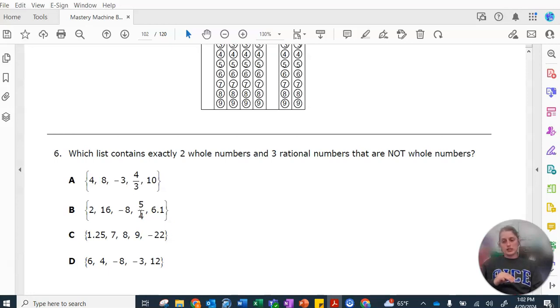Everything you deal with in 6th grade is a rational number, so it could be integers, negatives with no fractions or decimals, or it could actually be fractions or decimals. So really what I'm going to focus on is the 2 whole numbers. 4 is a whole number, 8 is a whole number, 10 is a whole number. This is not my answer because I only want 2 whole numbers. So go through, find the list that only has 2 whole numbers and everything else is rational. And then you are done with 6th grade math homework.